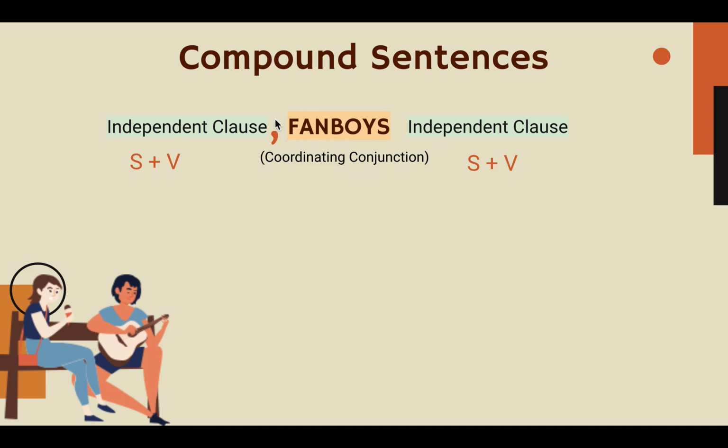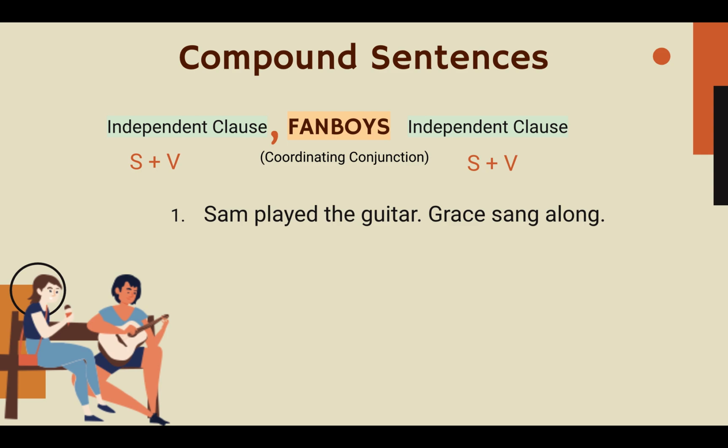Notice that the fanboys is preceded by a comma. The comma has to go before the fanboys in the sentence. Let's look at a couple of examples. Here are 2 simple sentences. Each one is an independent clause, meaning it has a subject and a verb. But this sounds very choppy. Sam played the guitar. Grace sang along.